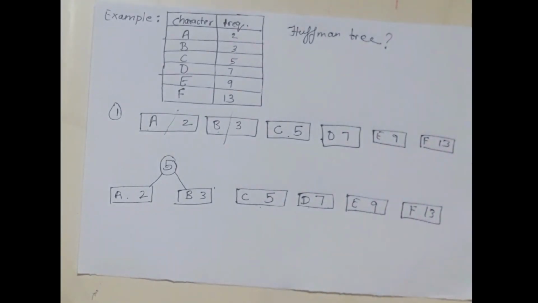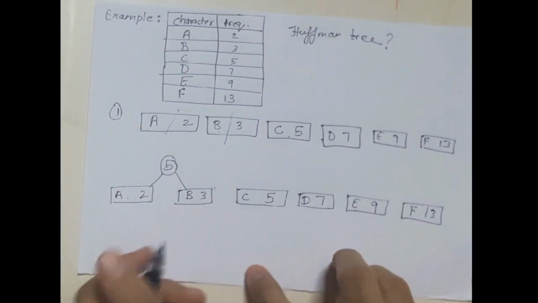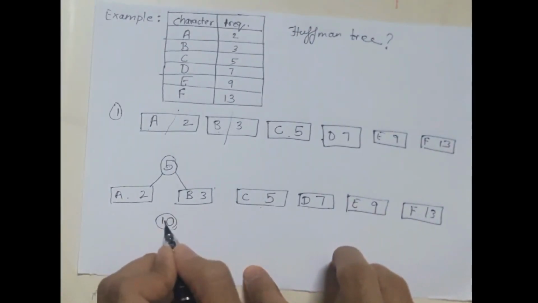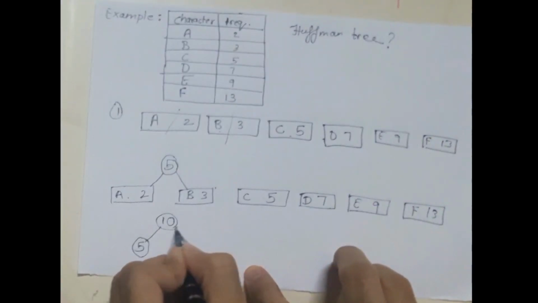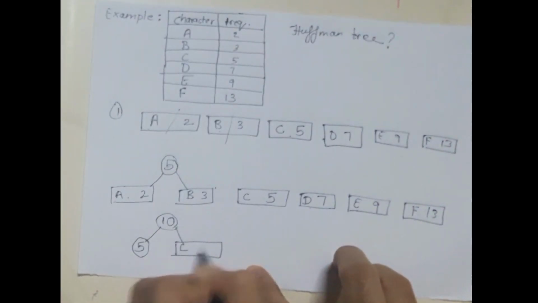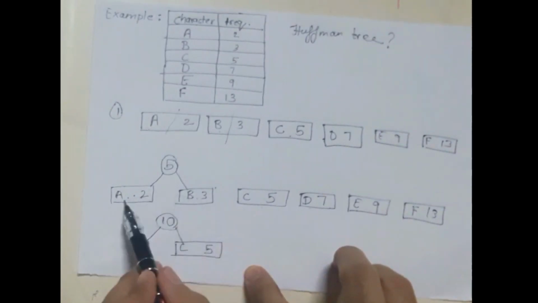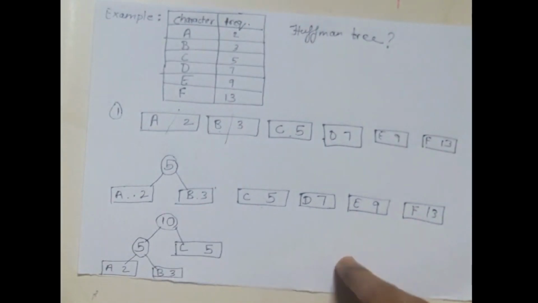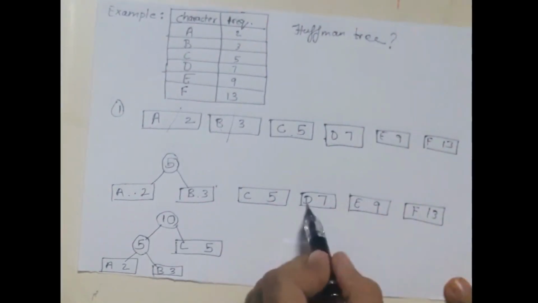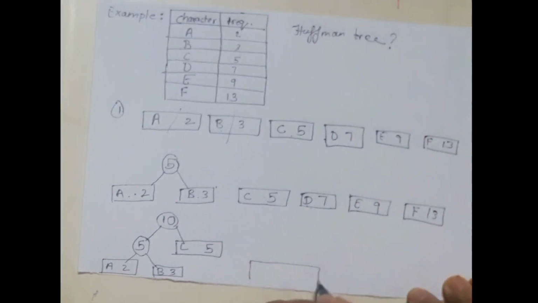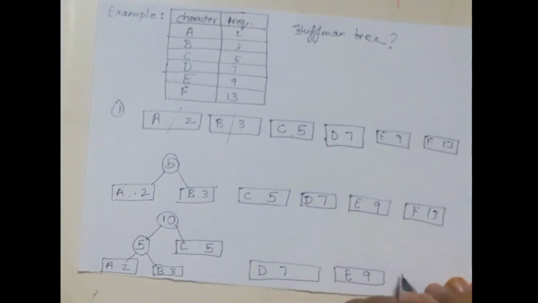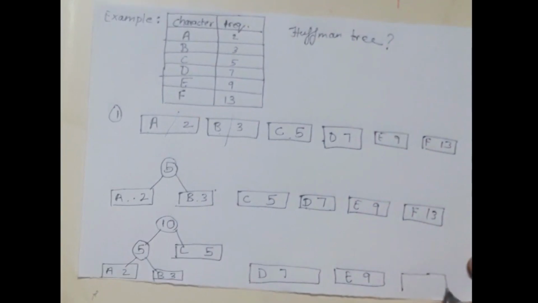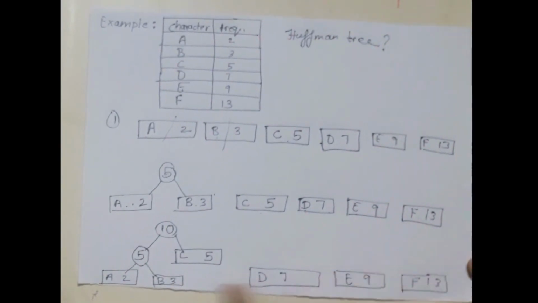So again we merge both of them. 5 plus 5 is 10. So 10 will come here, with 5 and C5. This 5 is formed by A2 and B3. Now again we'll take the remaining 3, D, E and F, down: D7, E9, F13. Like this.